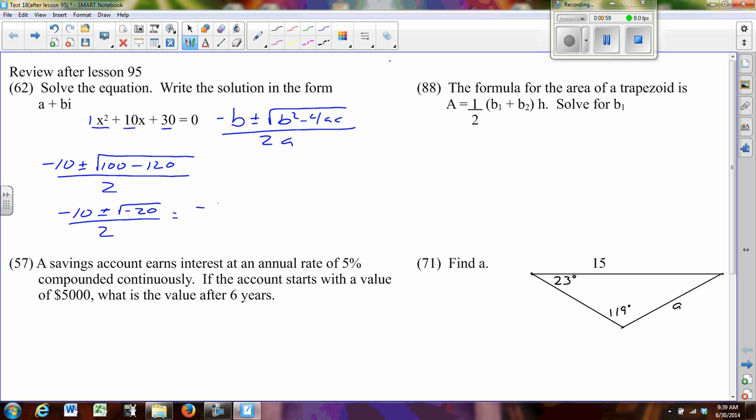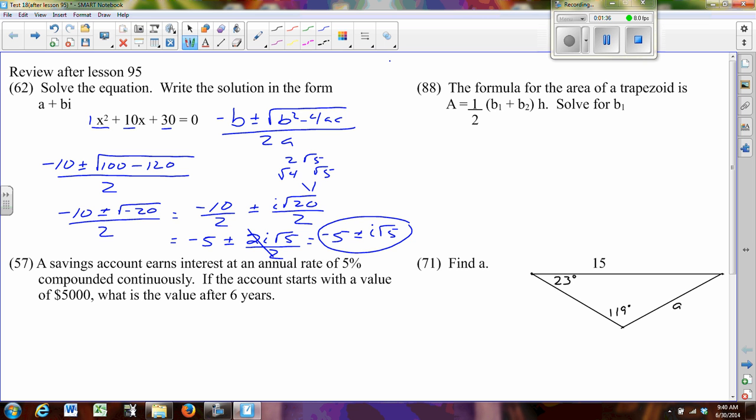This would be negative 10 over 2 plus or minus, I can pull out my i, so I'd have negative 5 plus or minus square root of 20 splits up into the square root of 4, square root of 5. Square root of 4 is 2, so this would be 2i square root of 5 all over 2, and then my final answer would be negative 5 plus or minus i square root of 5, because my 2's would cancel out.